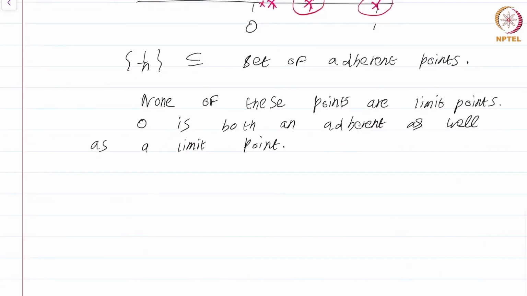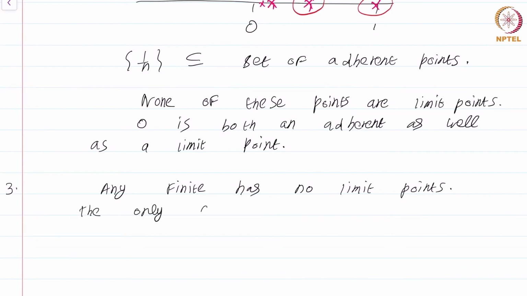As a drastic example, any finite set has no limit points, and the only adherent points are the elements of the set itself.